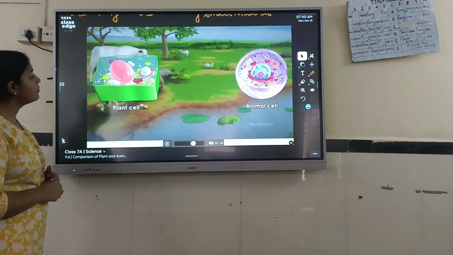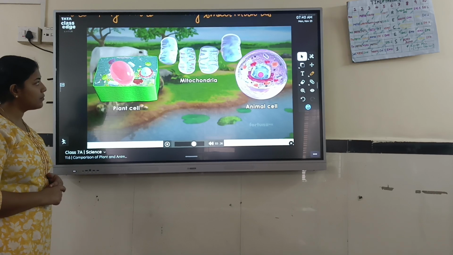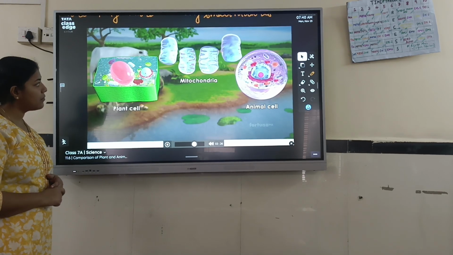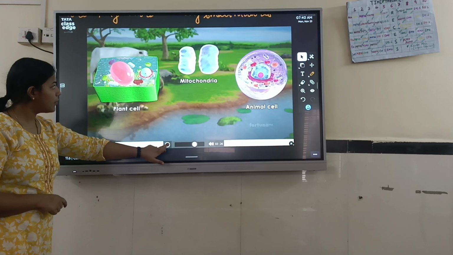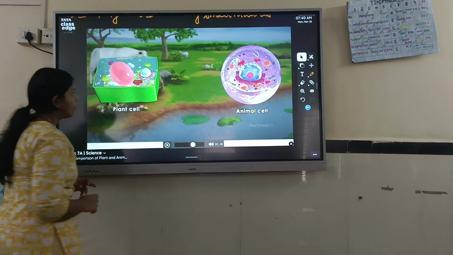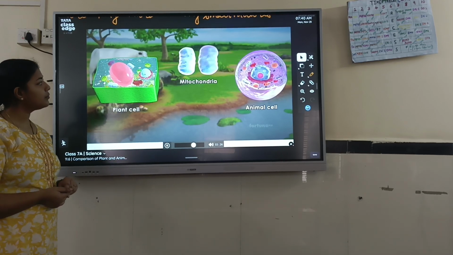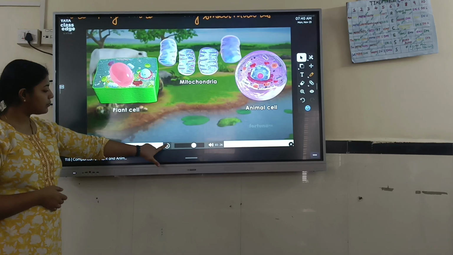In both plant and animal cells, we will find mitochondria, double membrane organelles.